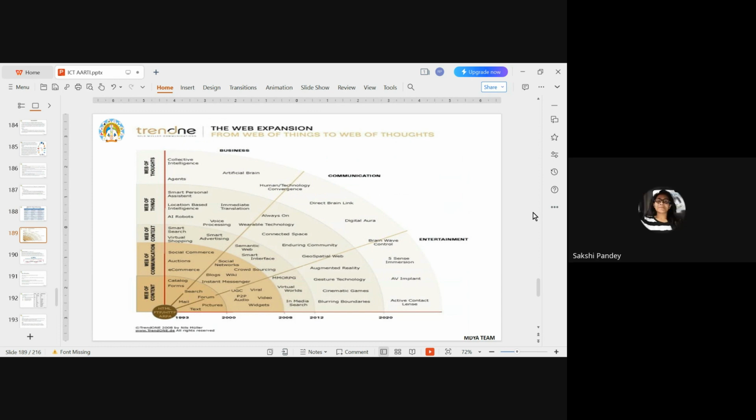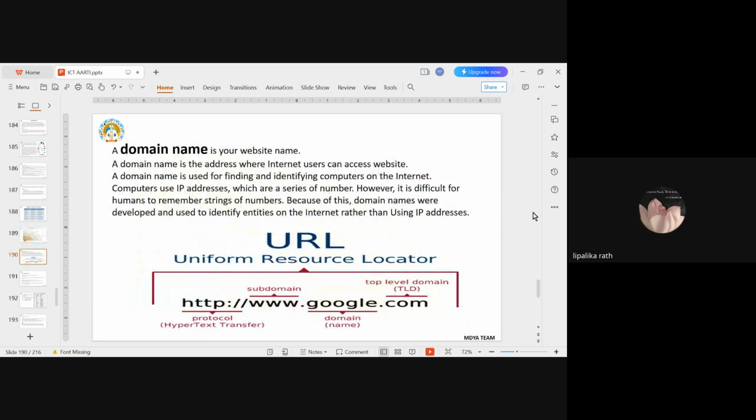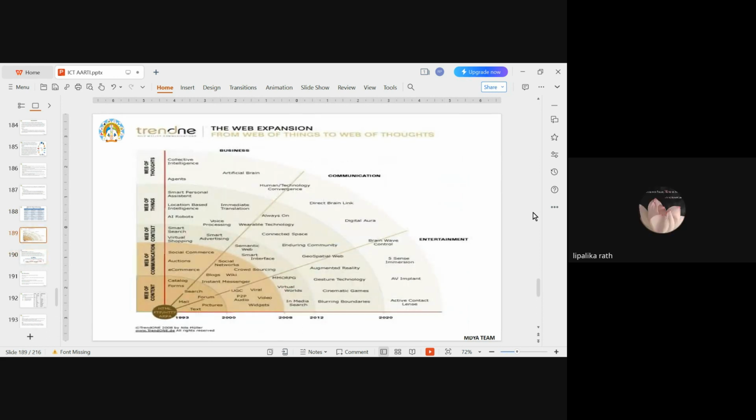Excuse me, ma'am. Can you repeat what the characteristics of web 4.0 are? It's a mobile web. Like you are working on your PC, the same way you work on your mobile web, anywhere, any place.